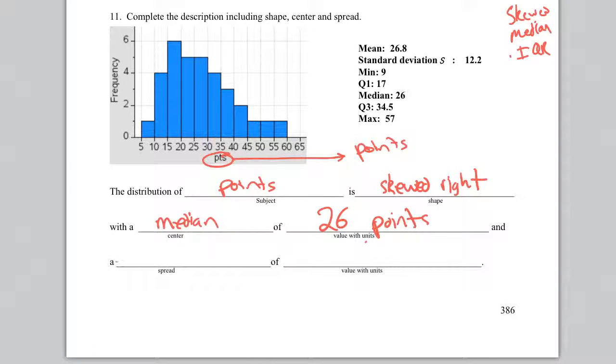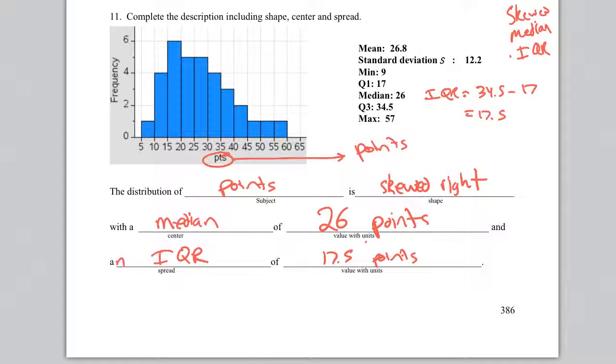So an IQR of, and now I have to actually calculate it, IQR equals 34.5 minus 17, Q3 minus Q1, and that's, I think, 17.5. So an IQR of 17.5 points.